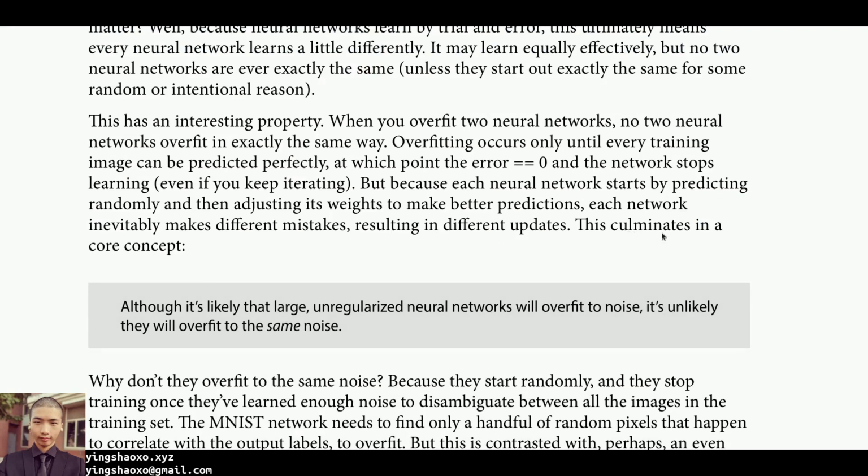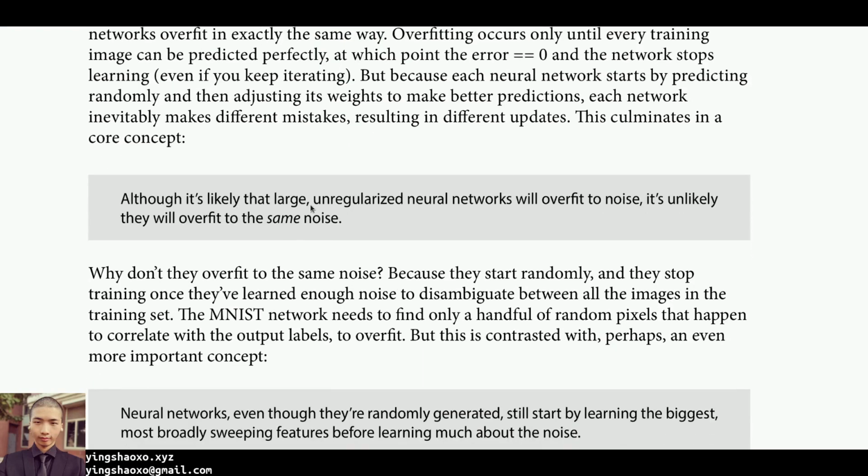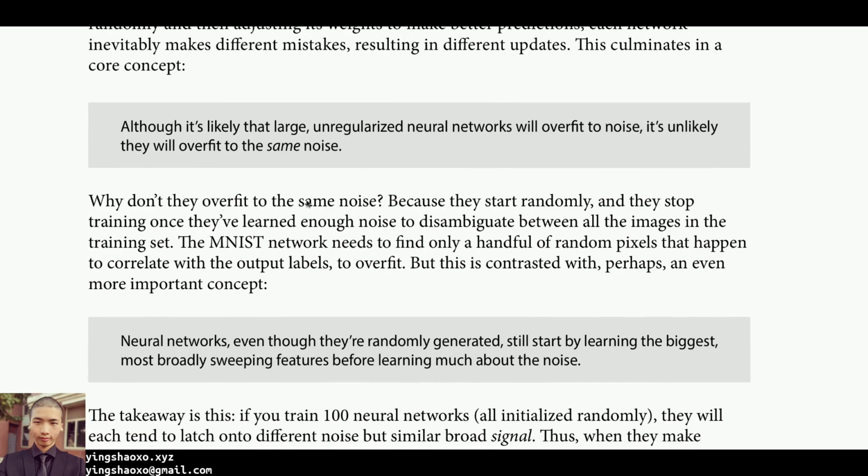This culminates in a curious concept. Although it's likely that large, unregularized neural networks will overfit to noise, it's unlikely they will overfit to the same noise. Why don't they overfit to the same noise? Because they start randomly, and they stop training once they have learned enough noise to disambiguate between all the images in the training set.